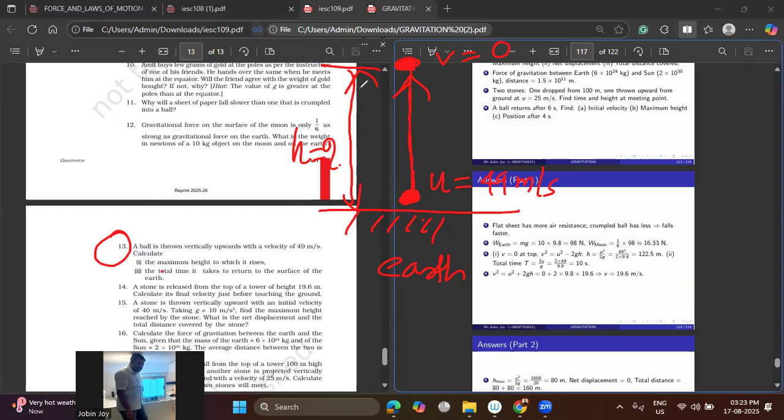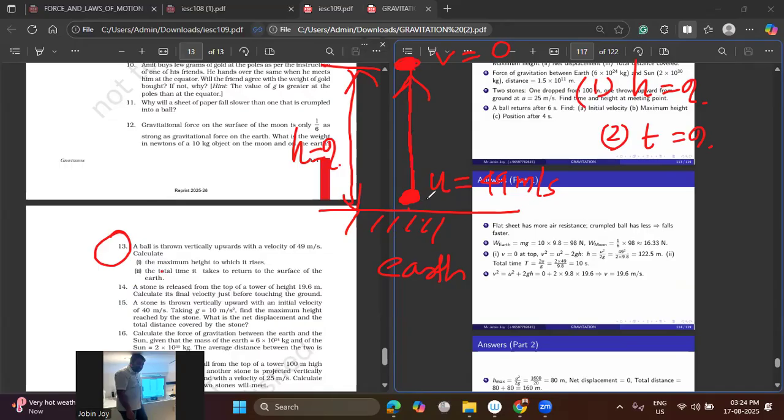So you have to calculate what is the maximum height to which it rises, and also the total time it takes to return to the surface of the earth. What is the height, h, and the second one, what is the total time? How much time will this object take to return to the surface of the earth? This much time you have to calculate.